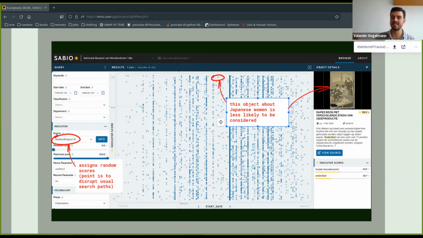So also explicitly not the higher the chance that there is bias in this, no, but just the higher the chance that this object is interesting for research on bias, right? And so the random engine, it really just assigns random scores, and maybe that's hard to see, but it's this little point up here that corresponds to this object.